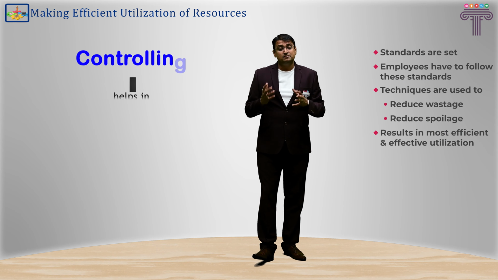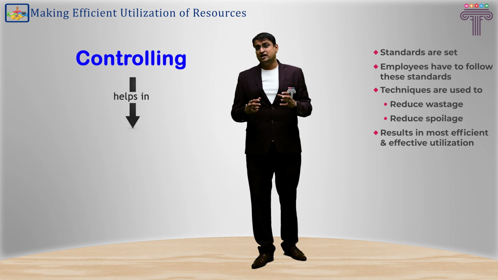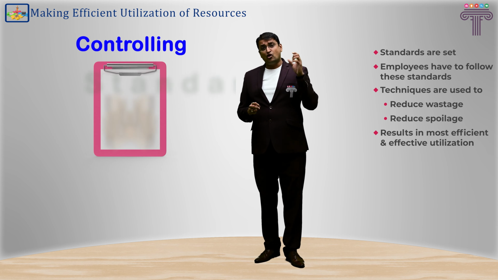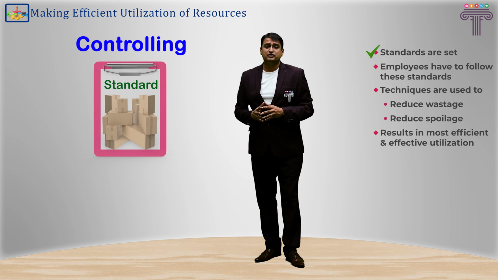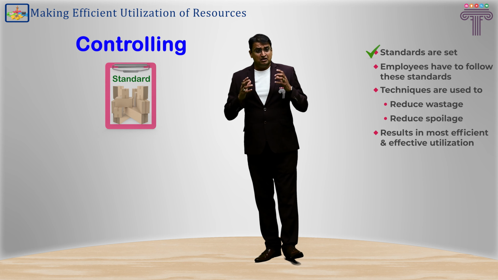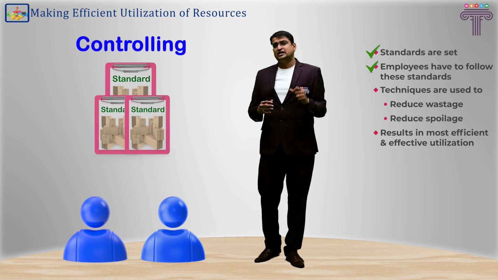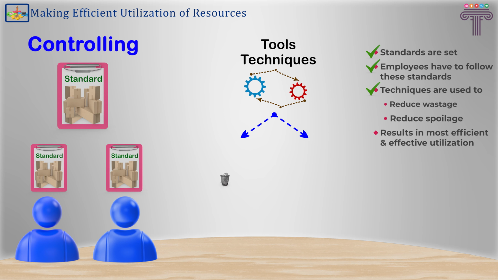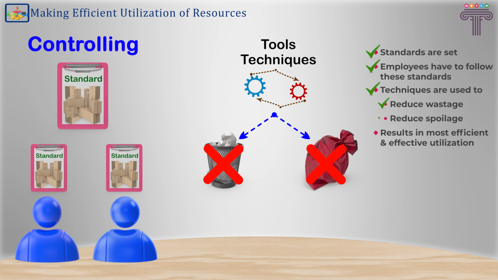Well, controlling technique helps in what? Yes, it helps in making optimum utilization of resources. Understand that standards are set for all the activities and performance at every stage of the organization's activity. Employees are asked to perform as per the standards. There are tools and techniques devised by the managers to avoid wastage of material and spoilage of other resources. As any employee is in a zone where they are not performing as per the standard, they identify the remedies and course corrections are made so that the output is as per the standard.